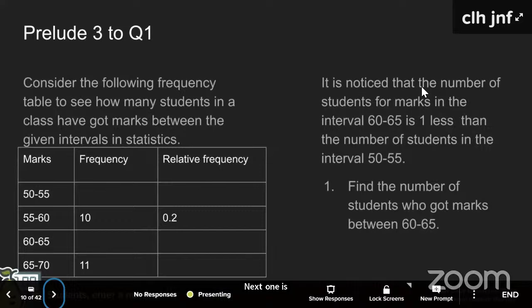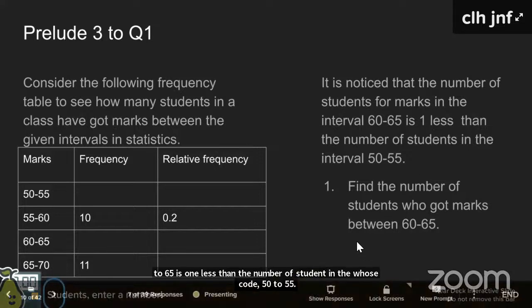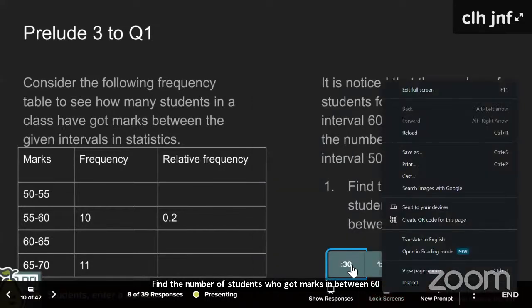See, it is noticed that the number of students who scored marks between 60 to 65 is one less than the number of students who scored 50 to 55. Find the number of students who got marks between 60 to 65. So I am allowing only 30 seconds for this particular question.